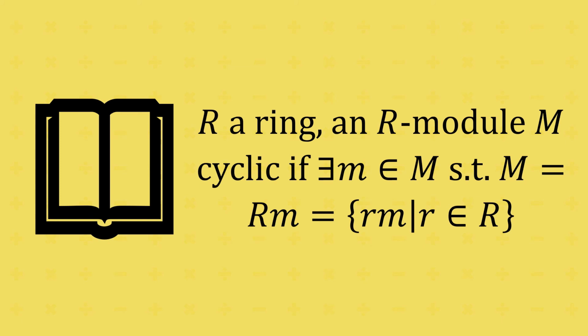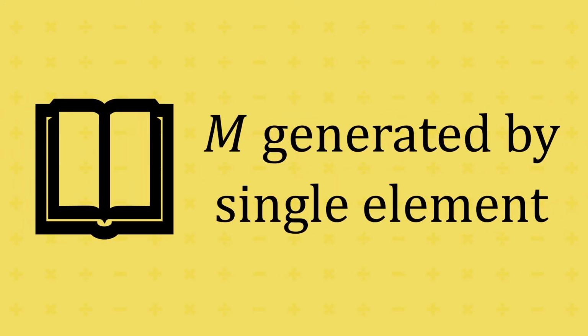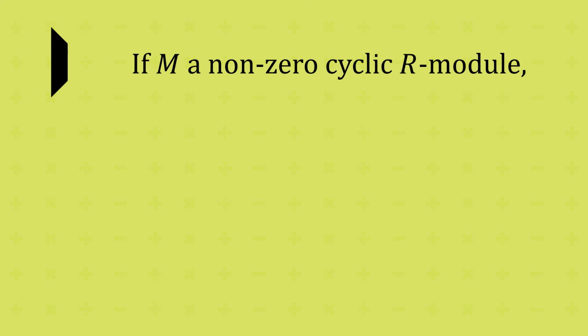Now, let's define a cyclic module. For R a ring, an R module M is cyclic if there exists an m in M such that M is equal to Rm, i.e. M is generated by a single element. We have the following result for cyclic modules.